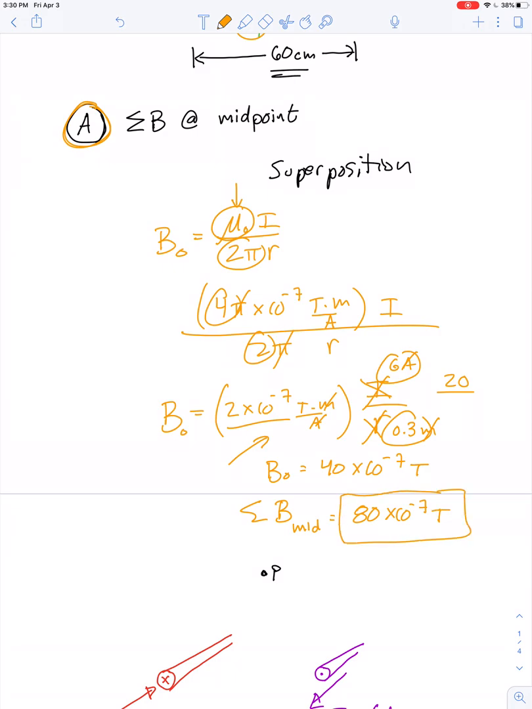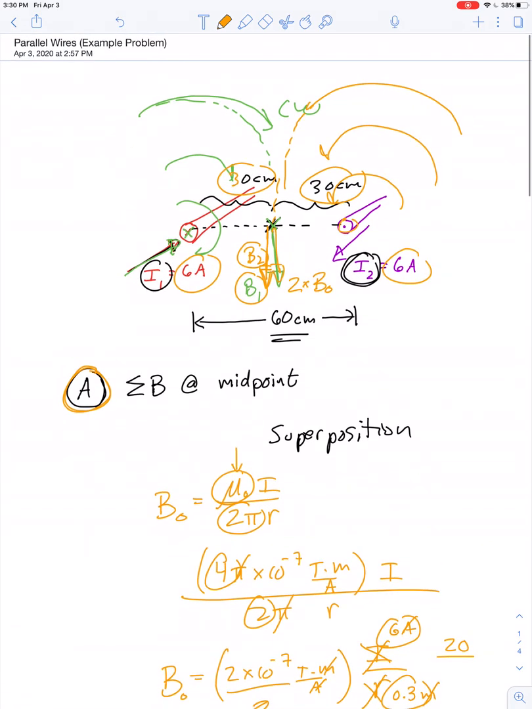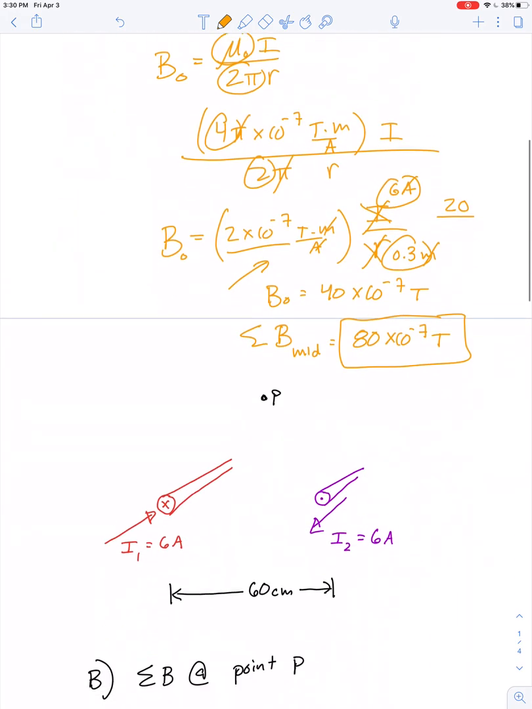Tesla. Now it might be worth noting, if we had suggested that current number 2 is 6 amps going into the page, then can you argue that the net magnetic field at the midpoint would be 0? I'll leave it up to you to think about that. Okay, let's go on and do part 2.